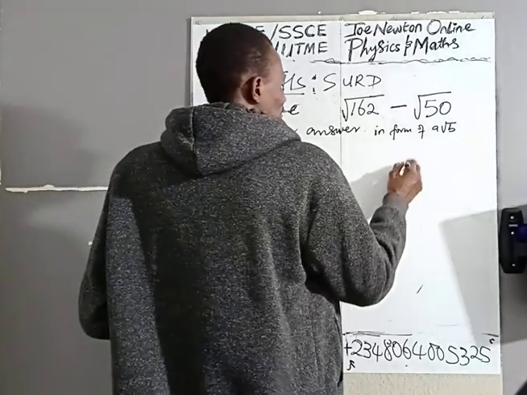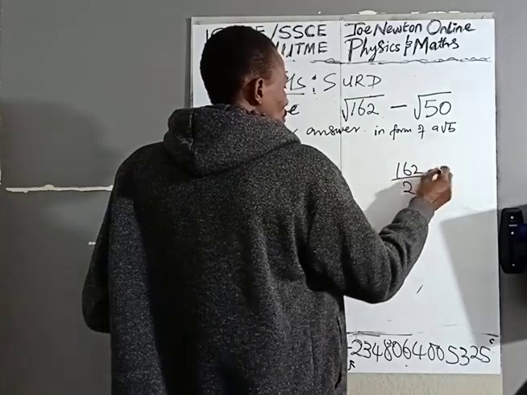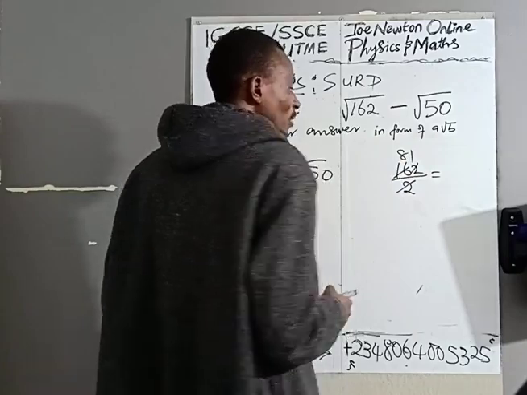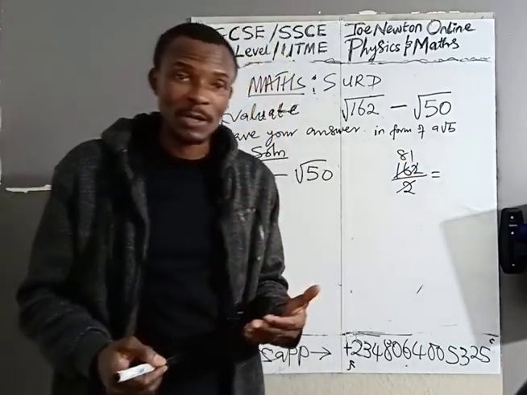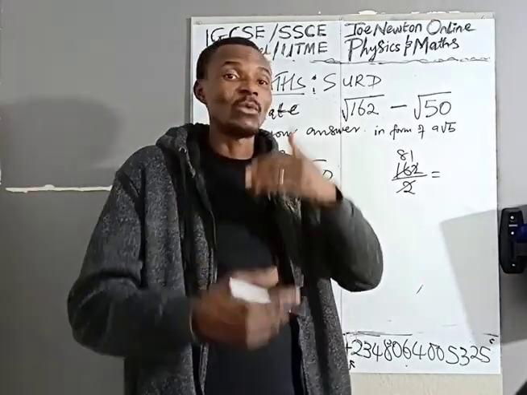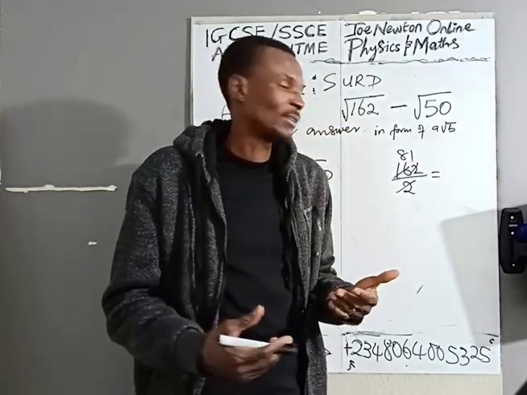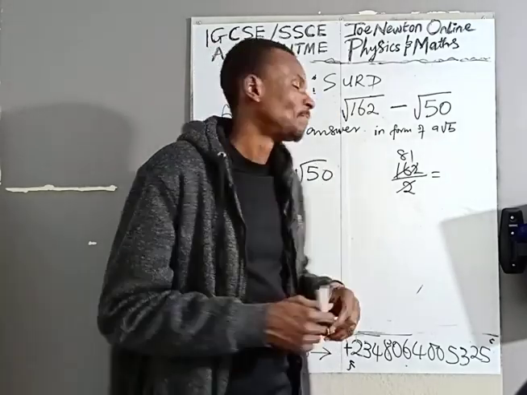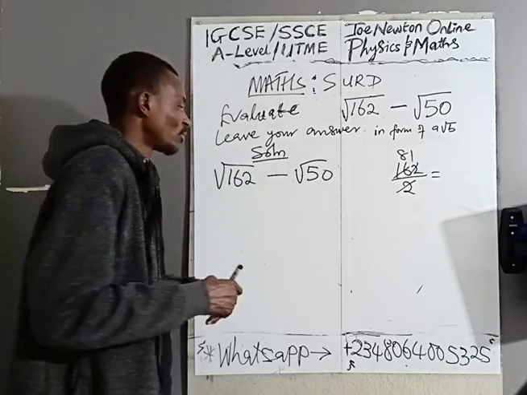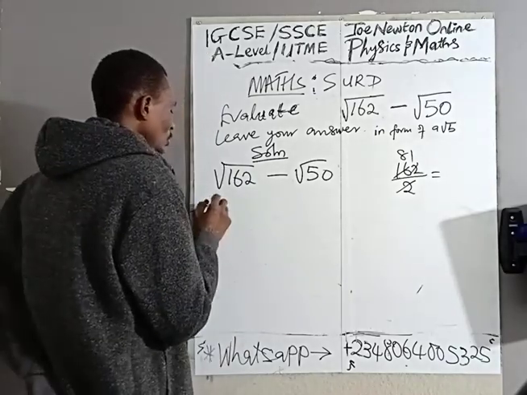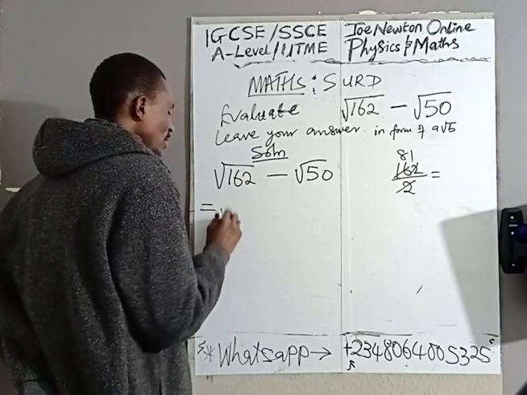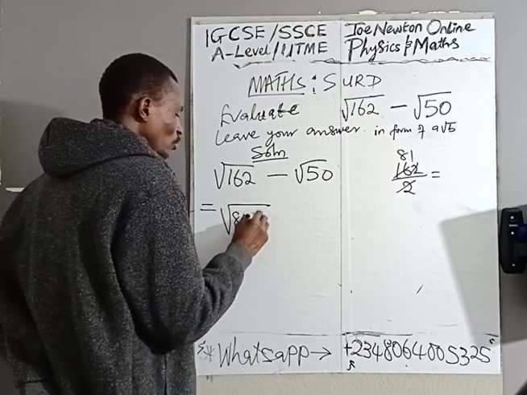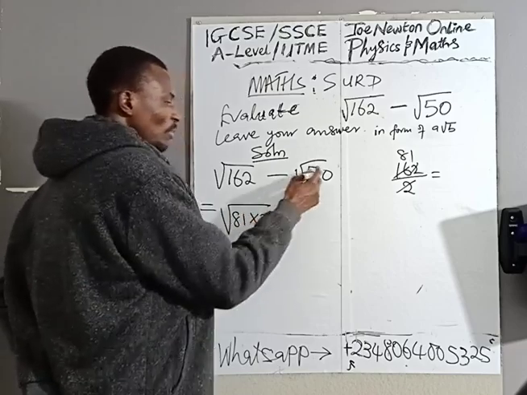So 162 over 2. 2 divided into 16 is 8, 2 into 1 is 1, so 81. Of course, 81 is a perfect square because 9 times 9 gives us 81, so it qualifies. And 2 is irrational here. The square root of 2 is irrational. Okay, so that gives us surd 81 times 2 minus, we come to this side.